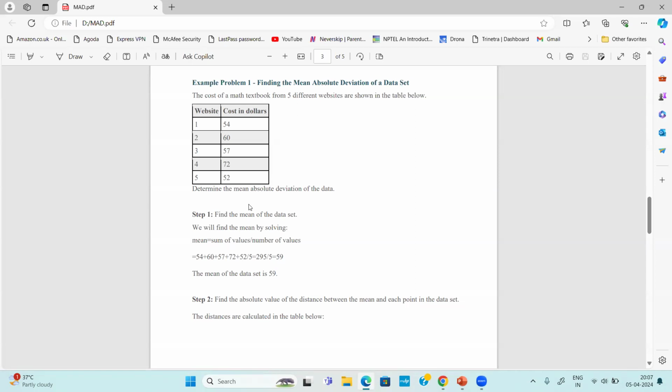So make a note of this problem and find the solution following the 4 steps which we discussed in the previous example, and see what the mean absolute deviation of the given data set is.